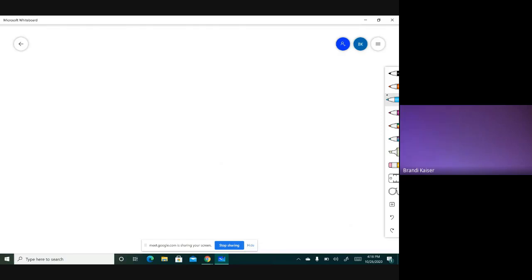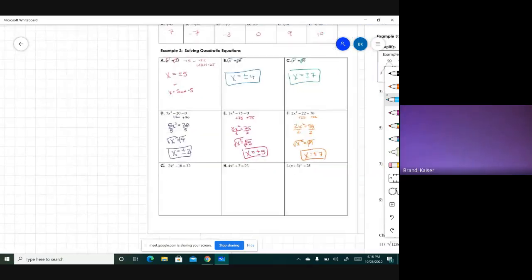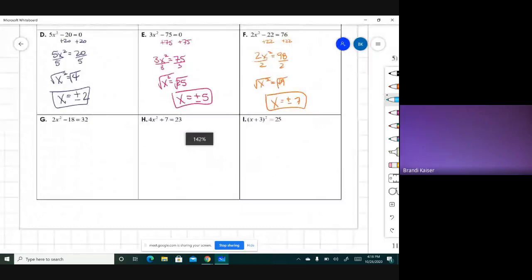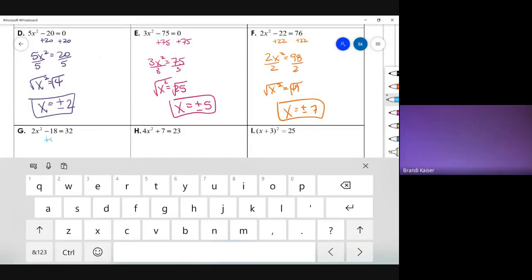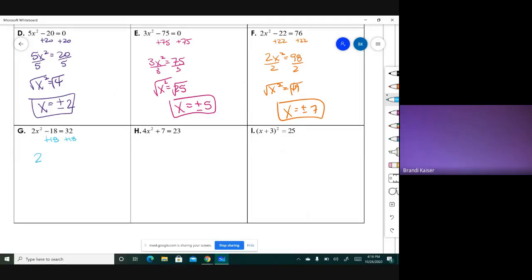So for G, 2x squared minus 18 equals 32. When I go to simplify, there we go. Okay, if I go to simplify this, I need to add 18 to both sides. So 2x squared will equal 32 plus 18 should give me 50. Divide both sides by 2. X squared will equal 25. And when I square root those to cancel out the square, positive and negative 5 will be my final answers.